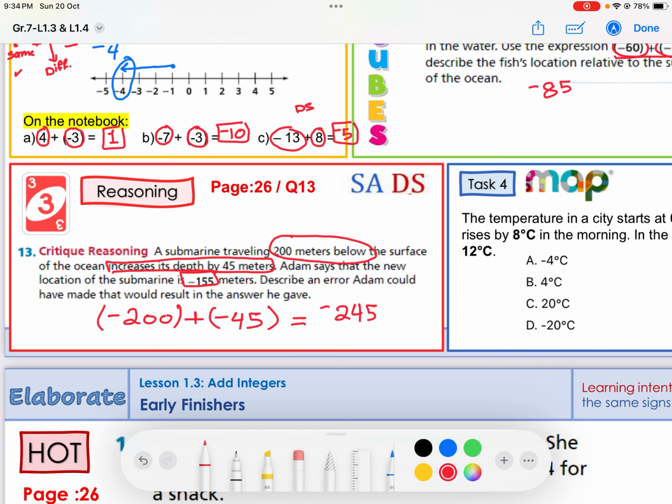So what's the mistake? You have to describe the error that Adam made. How did he get this number? We can tell that he kept it negative 200, but he kept the 45 positive, and this is why he got negative 155. He should have calculated this one and not this one. He should have written the correct expression.